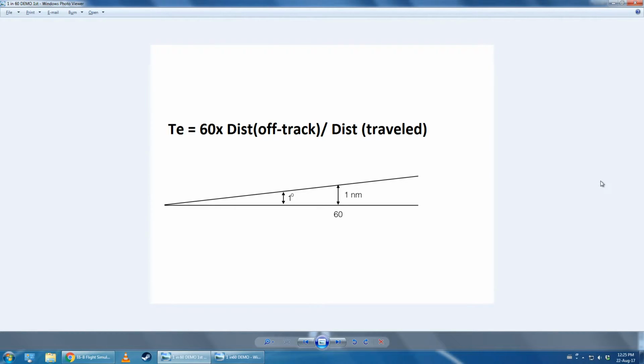So what is 1-in-60? Well, plenty of other videos cover it, but I will go over it briefly. It is a rule of thumb formula that gives you your track error angle using the distance flown off track divided by the distance traveled. So in this example, if you're 1 nautical mile off track and you've traveled 60, that would be 60, which is the constant, times the 1 divided by the 60 at the bottom. And that gives you 1 degree, obviously.